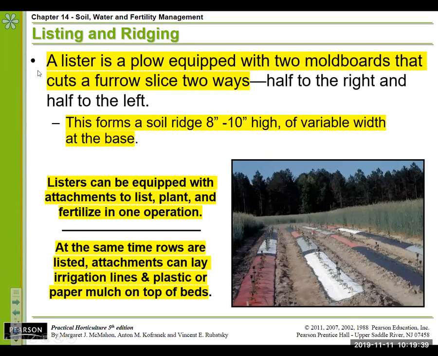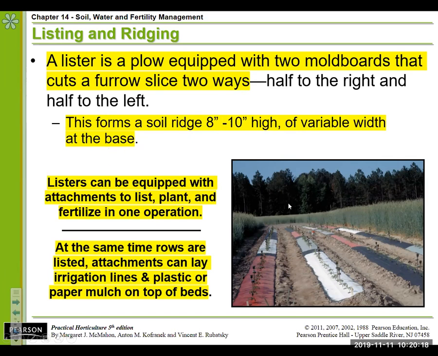We also have listing and ridging, and this is generally a plow or can be used in several different implements that are often like two moldboards that are cutting a furrow slice two ways, that are used to basically form a raised bed to make a soil ridge 8 to 10 inches higher at variable widths depending on how those plows are spaced. And with the listers we're able to equip different attachments to it.